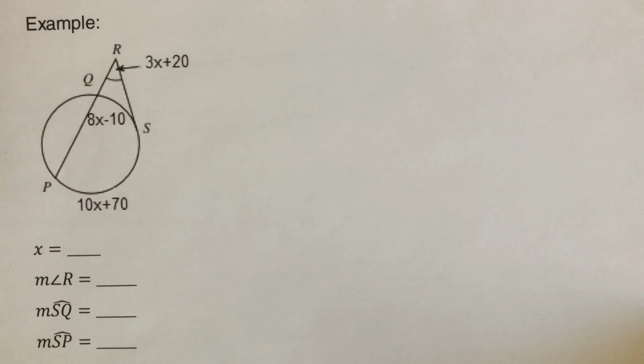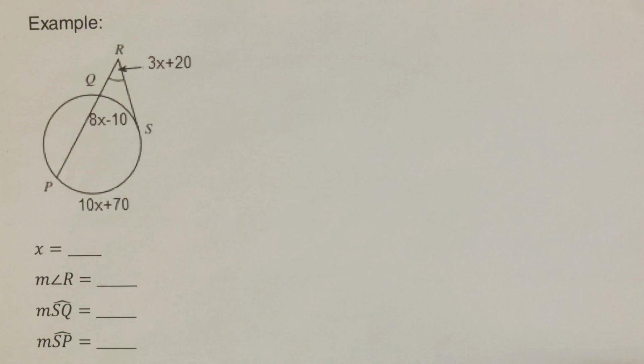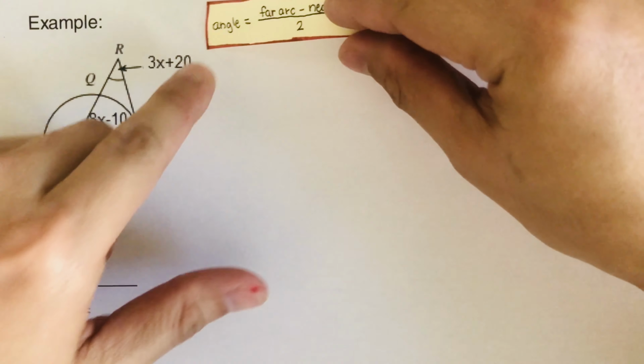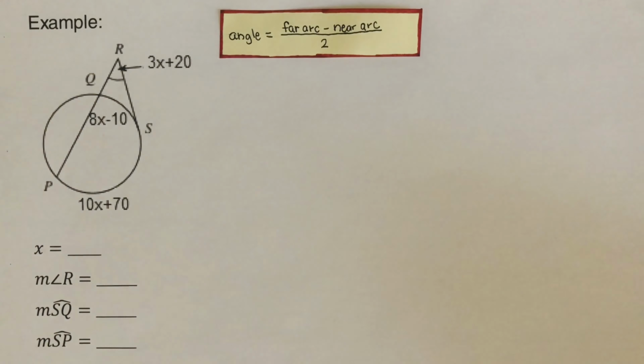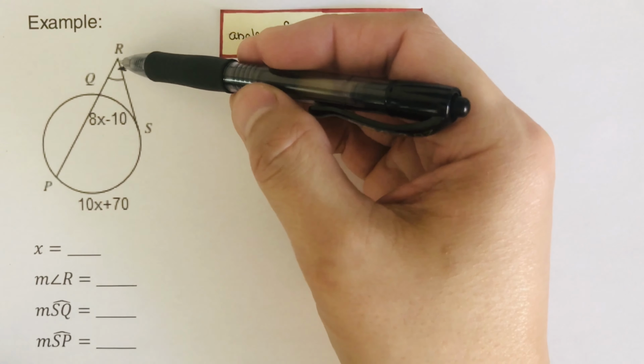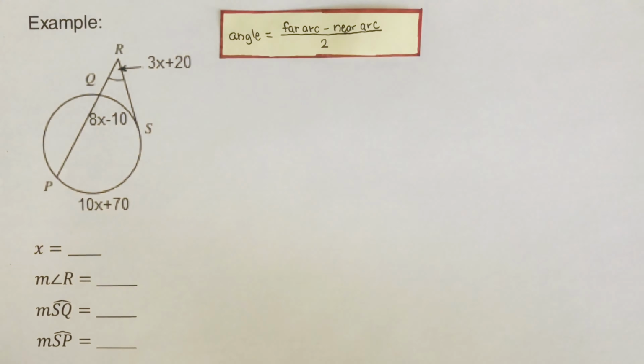So this time around, we are given expressions. So how do we find the angle, the far arc, and the near arc? Again, it's pretty much the same thing. We use the same equation that we have up here. So I will put that up there because that would be the same equation that we're going to use here. As you can see here, our RS is the tangent and our RP is the secant. So the one that we apply here would be the tangent-secant, or secant-tangent, angle theorem.